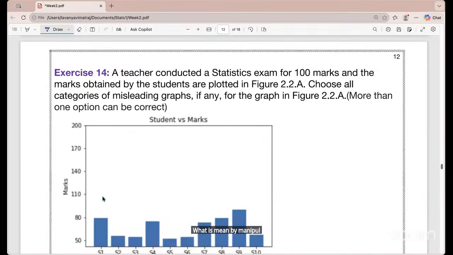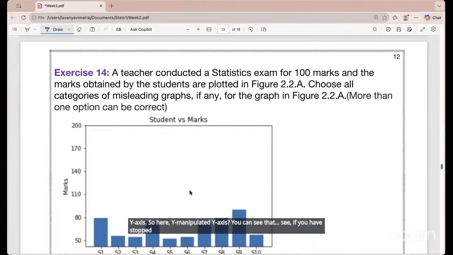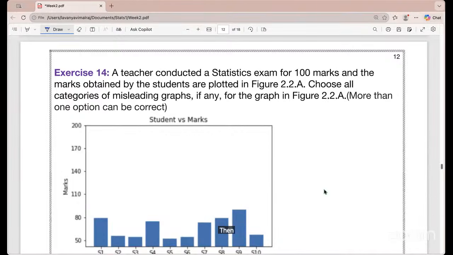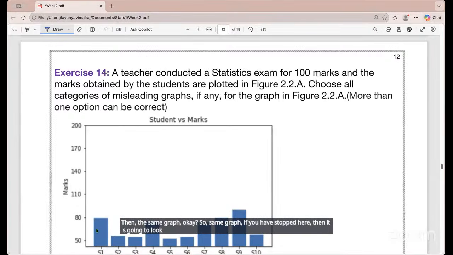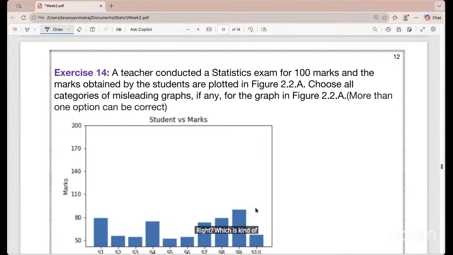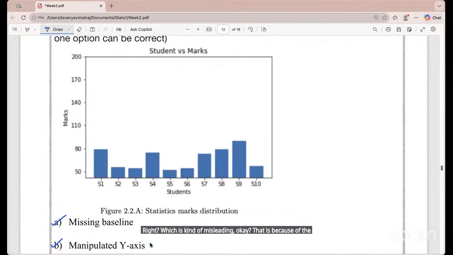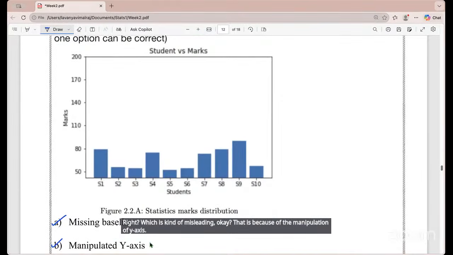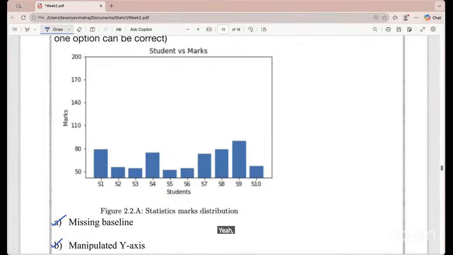You can see that if you have stopped here, with the same graph, it is going to look like many students have scored high marks. But now since your y-axis is going till 200, it feels that most of the students have got very low marks, which is kind of misleading. That is because of the manipulation of the y-axis. Is that fine? Why these two both of them are correct? Is that fine for everyone? Yes, ma'am.